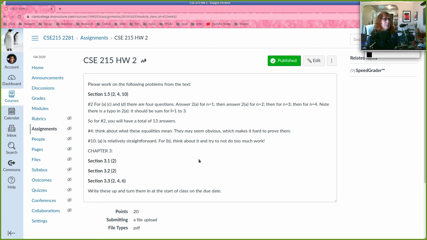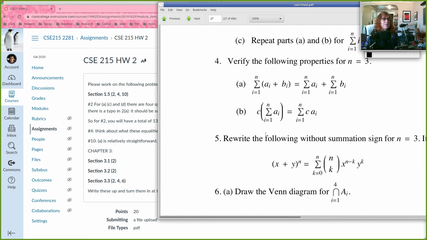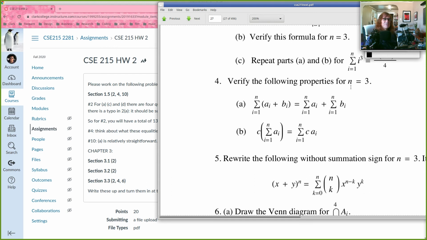All right. And question 4, verify the following properties for n equals 3. So we know that if we have a summation of an expression that's 2 things added together, we can split those sums up into 2 separate summations and then add the results of those. But why can we do that, other than the fact that it looks reasonable? Why can we pull a constant out of a summation or put it inside each term? So I want you to think about these for just the case n equals 3. Write this out explicitly, write this out explicitly and convince me that those are the same things.